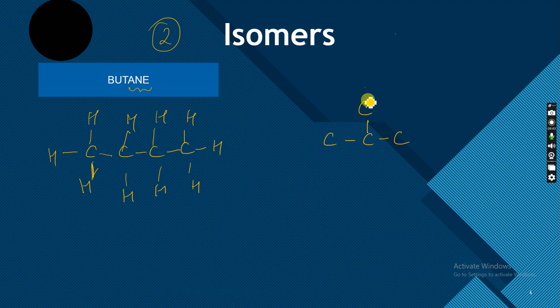For this carbon, 1 bond is already used, so the remaining 3 you put hydrogen. For this carbon, again 3 hydrogens, and for this carbon already 3 bonds are done, so 1 is left out, so you put a hydrogen. For this, 3 hydrogens. So this is the second isomer of butane. One is the branched and one is the straight chain structure.